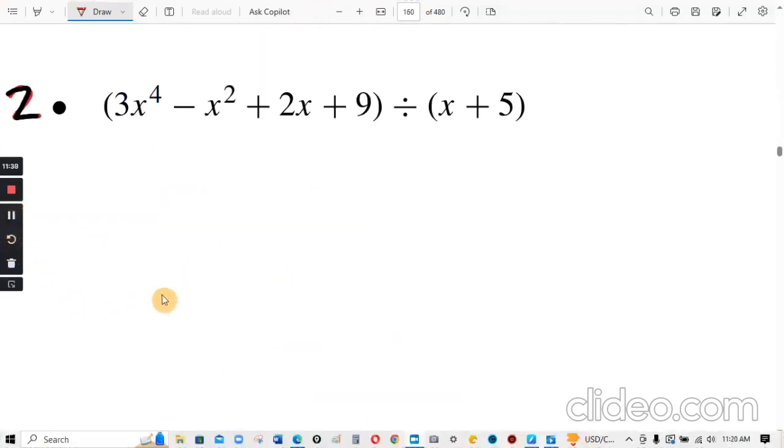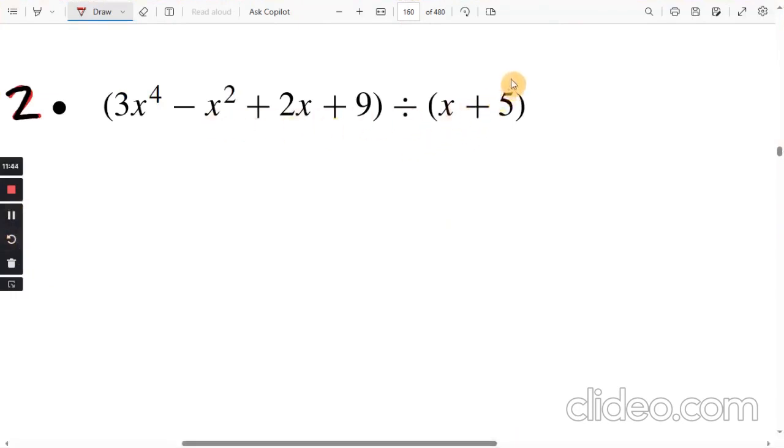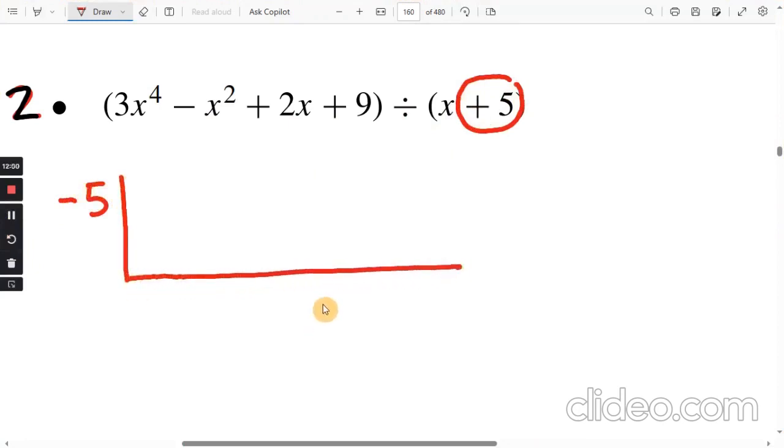Next example. Notice here we are dividing by x plus 5. So we need to change the plus minus sign on that and start with a -5. And once again with your bracket, leave enough room for 2 rows. Now, once again, remember, every exponent needs to be represented or included. Notice it jumps from x to the 4th to x squared. So we're going to have to use a 0 x to the 3rd.